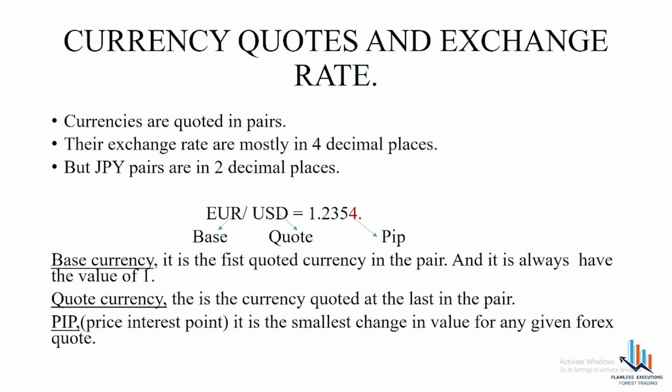And the quote currency is the currency quoted last in the pair. So after the base currency, the currency that comes after it is the quote currency. And in Forex, we calculate our wins or our losses in pips. The meaning of PIP is price interest point, and it means the smallest change in value for any given Forex quote or pair. This quote will not be stagnant. Sometimes you may check the chart and it will be 1.2360. So you see there is an increment from 1.2354 to 1.2360. There has been around 6 pips increment, and sometimes it can also fall down.